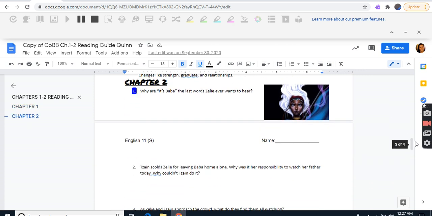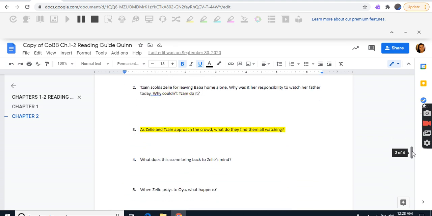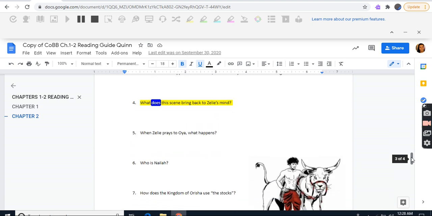Chapter 2, 1. Why are "it's Baba" the last words Zeeley ever wants to hear? 2. Tzain scolds Zeeley for leaving Baba home alone. Why was it her responsibility to watch her father today? Why couldn't Tzain do it? 3. As Zeeley and Tzain approach the crowd, what do they find them all watching? 4. What does this scene bring back to Zeeley's mind? 5. When Zeeley prays to Oya, what happens?